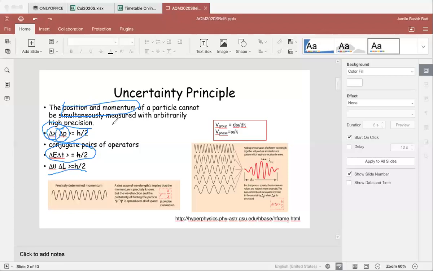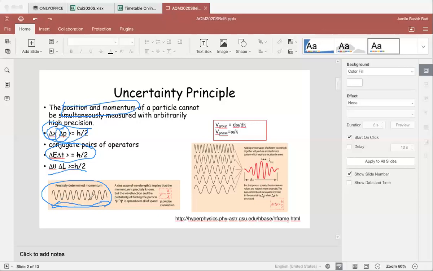In quantum mechanics, particles are described by waves. So you can see a wave here. It has a single frequency, wavelength, wave number k, or angular frequency omega. But it does not have a single position, because it extends all the way through the whole region.